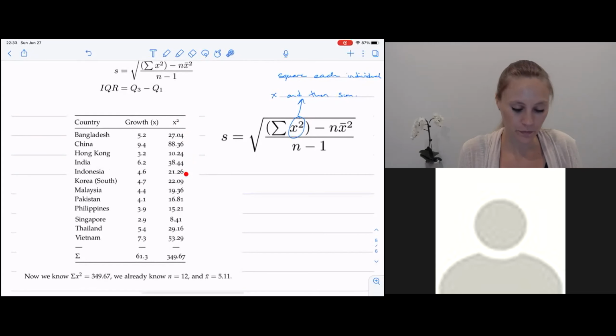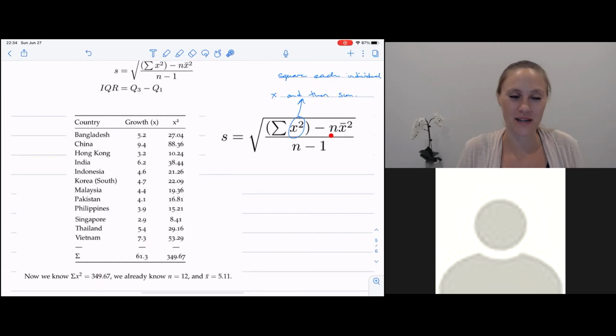Okay. And the sum of all that is 349.67. So now we know that the sum of the x's squared is 349.67. And we already know n is 12. Okay, we're off to a good start here. And also x bar is 5.11. So x bar squared would be 5.11 squared, then multiplied by 12, right?